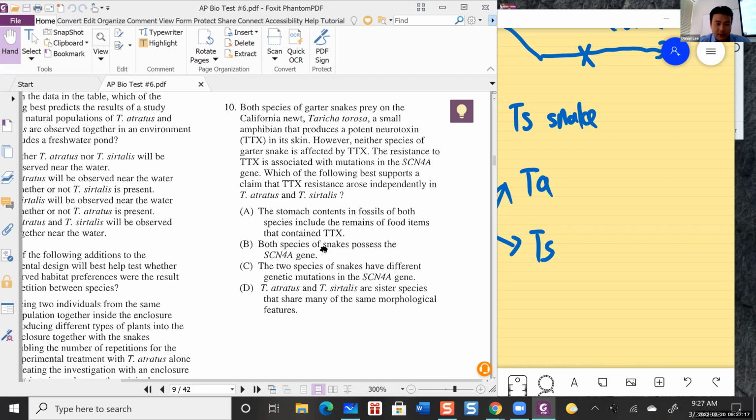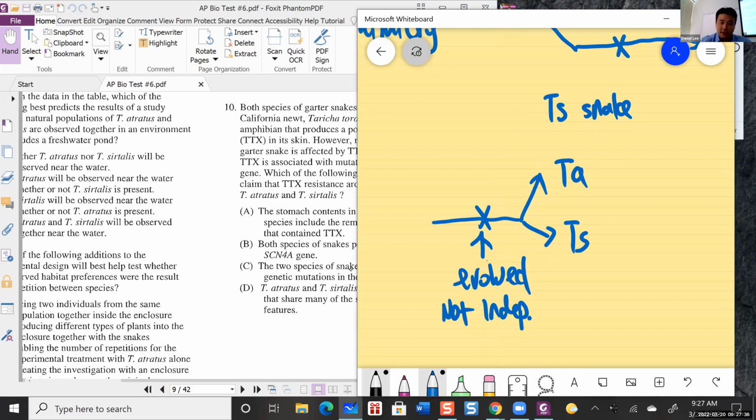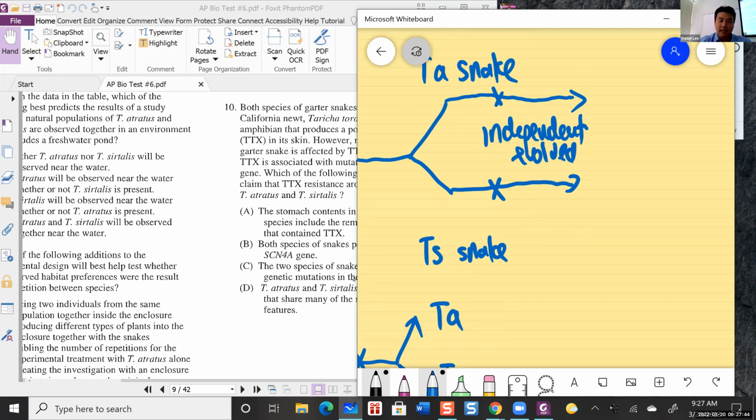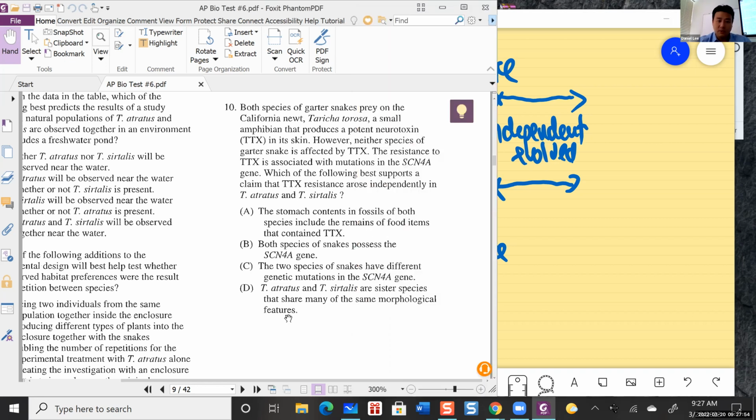Yeah. B, both species possess the gene. Not good enough, because you have to have mutations in this gene to be resistant. So not good enough. Okay. And C, this would be the best. The two species have different mutations. Not the same. If they're the same mutation, they're not independent. But if they have different mutations, so for TA, maybe the mutation occurred as a point mutation. Maybe the TS had a mutation that is a frameshift mutation, but that is independent, not due to the same event. Does that make sense? Yeah. So C will make the most logical answer.